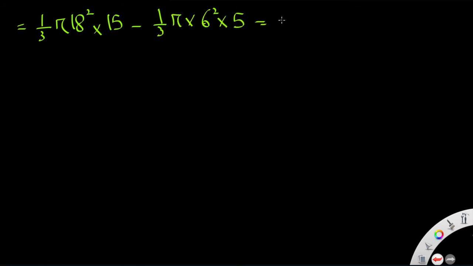Now we are supposed to find the volume of the solid. So we need to find the volume of the bigger cone minus the volume of the smaller cone. So the volume of the bigger cone will be 1 over 3 pi r squared. R was, if I'm not mistaken, 18 squared times the height, which is 15, minus 1 over 3 pi times 6 squared times 5, which is equal to 4900 centimeter cube, correct to three significant figures.